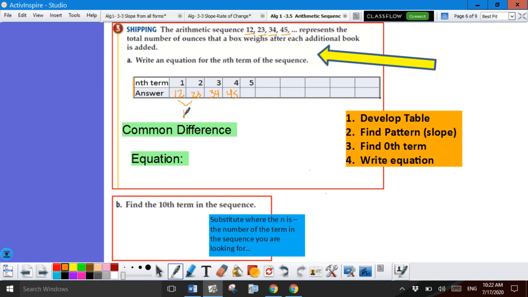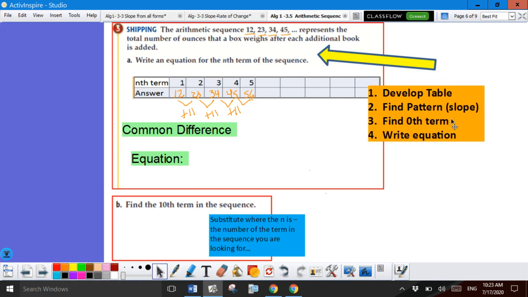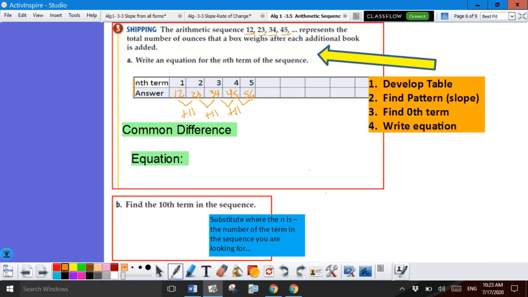So from 12 to 23, I'm adding 11 plus 11 plus 11. So if I add 11 to 45, that takes me to 56, okay? So that is the first thing that I'm going to do. And if I continue to look at what my steps are, the first step says develop the table. Then it says find the slope. So let's think about slope. Slope is the change of y over the change in x, okay, which is my pattern.